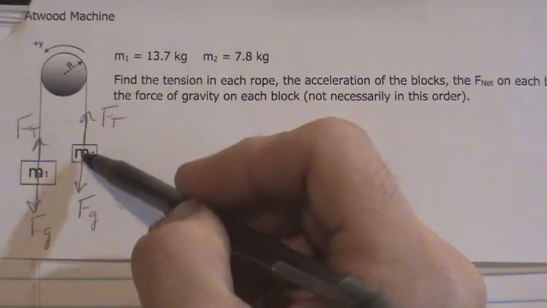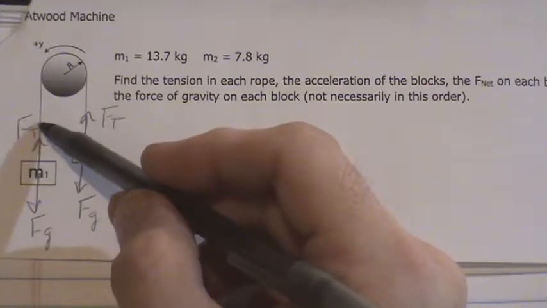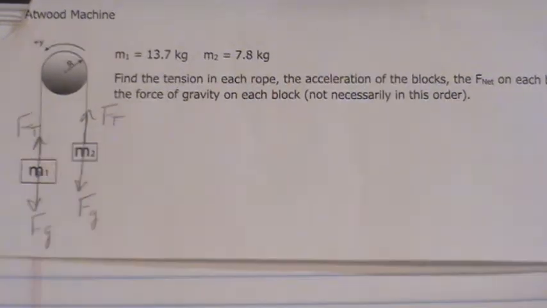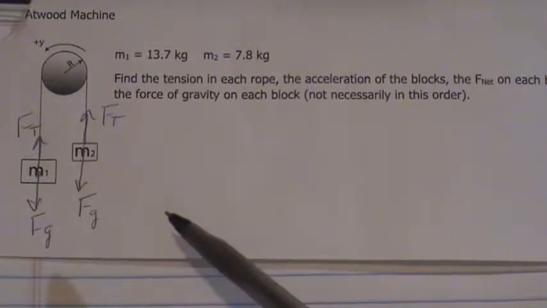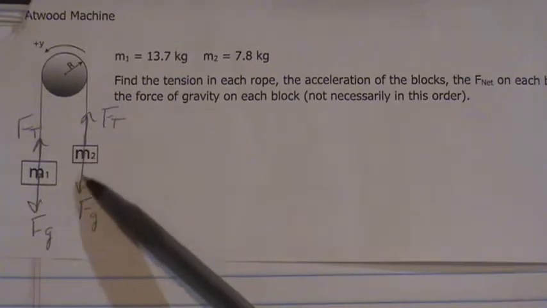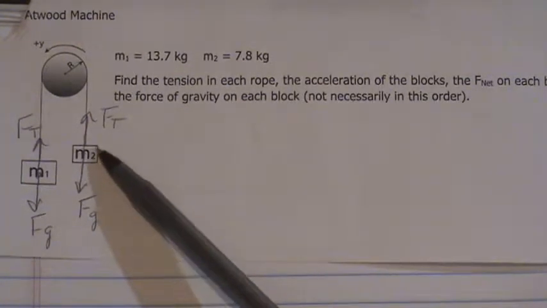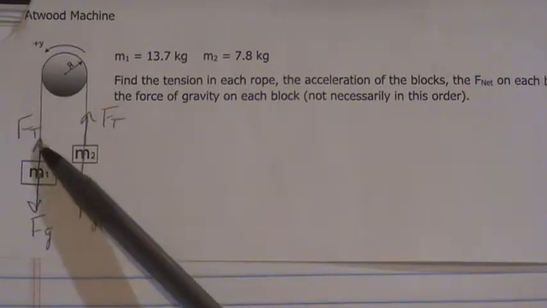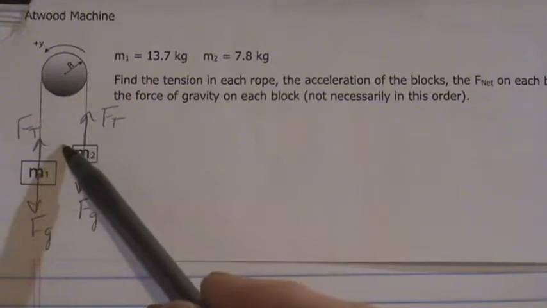Tension forces always pull away from the mass. So this tension is pulling up and this tension is also pulling up. Once again, these two are in exactly the same rope, so they have to be equal. They are not necessarily equal to these forces of gravity though. Here we have a tension pulling up, force of gravity pulling down. These are not necessarily equal. However, this tension force and this tension force do have to be equal to each other since they are in the same rope.